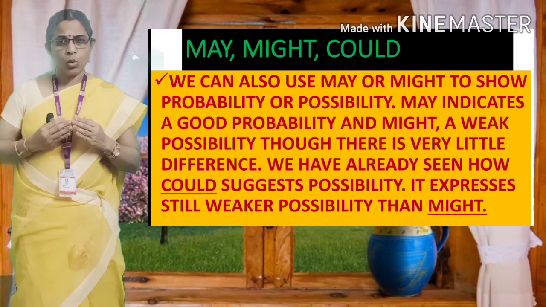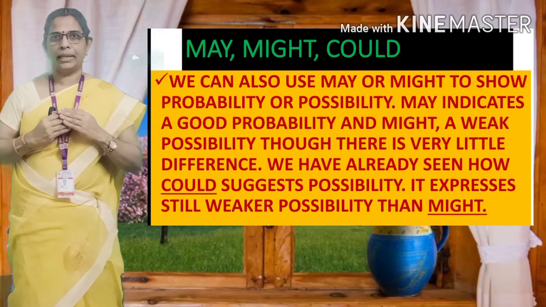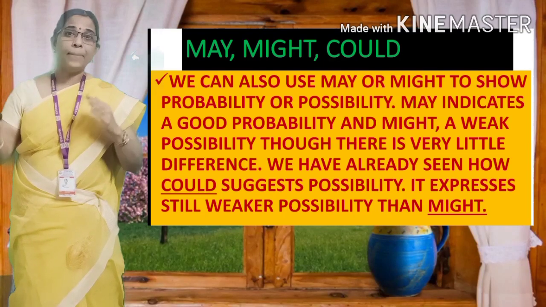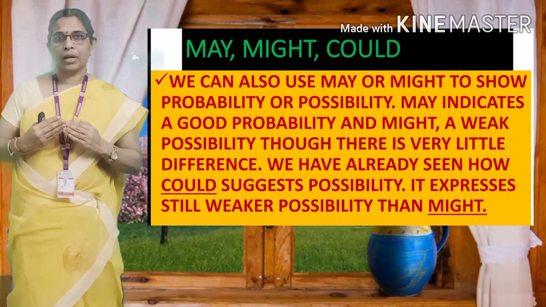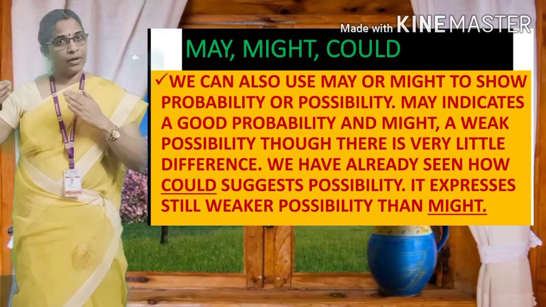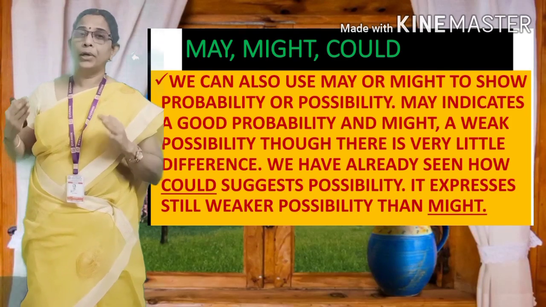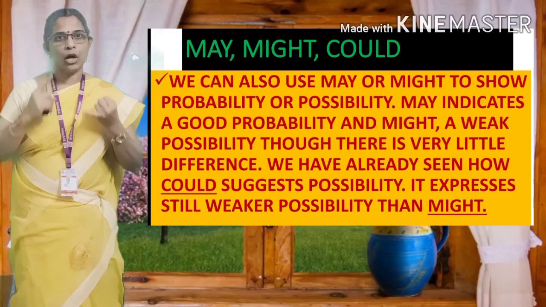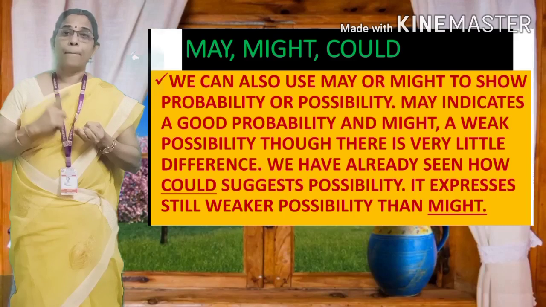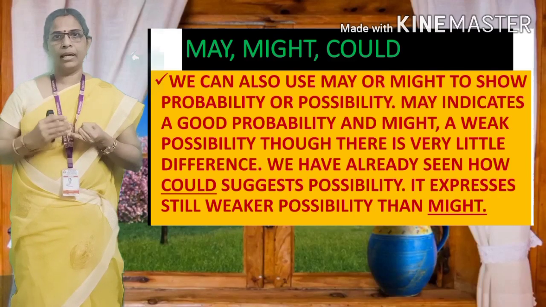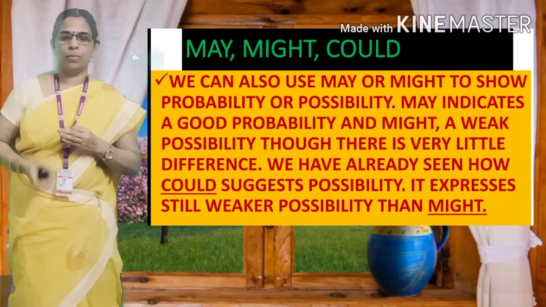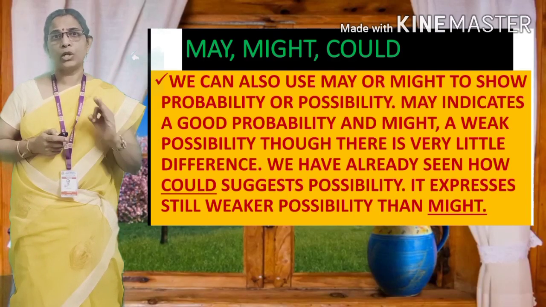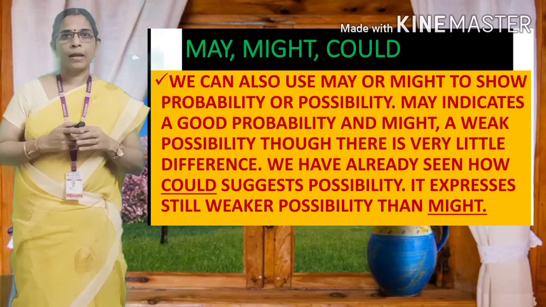If you are using may, that is a good possibility. It will happen. If you are using might, when compared to may, that is weaker. Still weaker, if you have been given the word could, that is the weakest possibility. So may is a good possibility. Might is a weak possibility. Could is a weaker possibility. With the help of these three words, we are going to do exercises later.